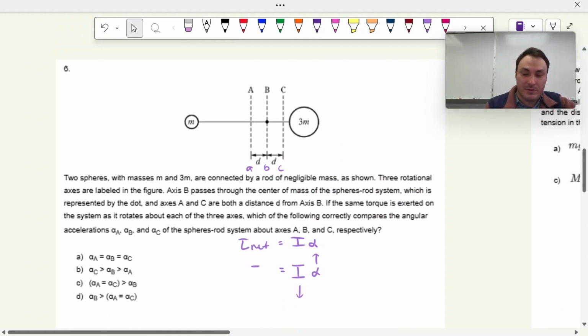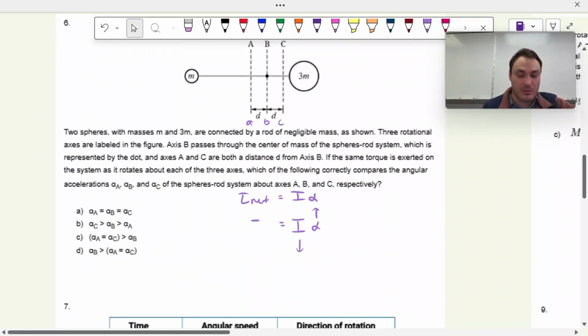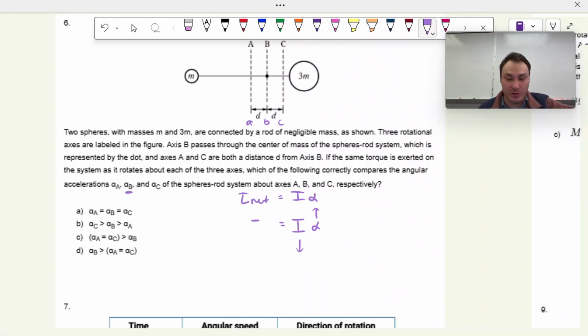I know, just conceptually, rotating about the center of mass is always the best way to go. It's always the most efficient way, when the moment of inertia is at its minimum, is when you're rotating through the center of mass. So alpha B is going to be the biggest one. It's going to have the smallest moment of inertia, which means it's going to have the biggest angular acceleration. So alpha B should be the biggest, which only is in option D, so I don't even have to go further than that. Only D gets that correct. The reason why A and C are equal is because now we can go to the parallel axis theorem.